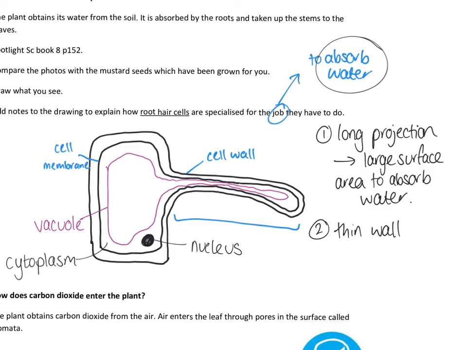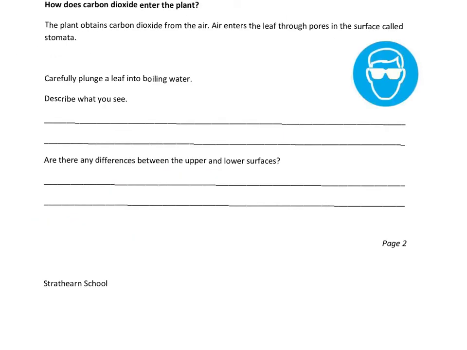And we've had a look at the root hair cells. Maybe just label that underneath to make it clear that that's a diagram of your root hair cell. And we've had a look at how it is specialised for its job of absorbing water. And now we're going to take a quick look, and we'll look at this more next week. We're going to take a quick look at how a plant obtains carbon dioxide for photosynthesis.